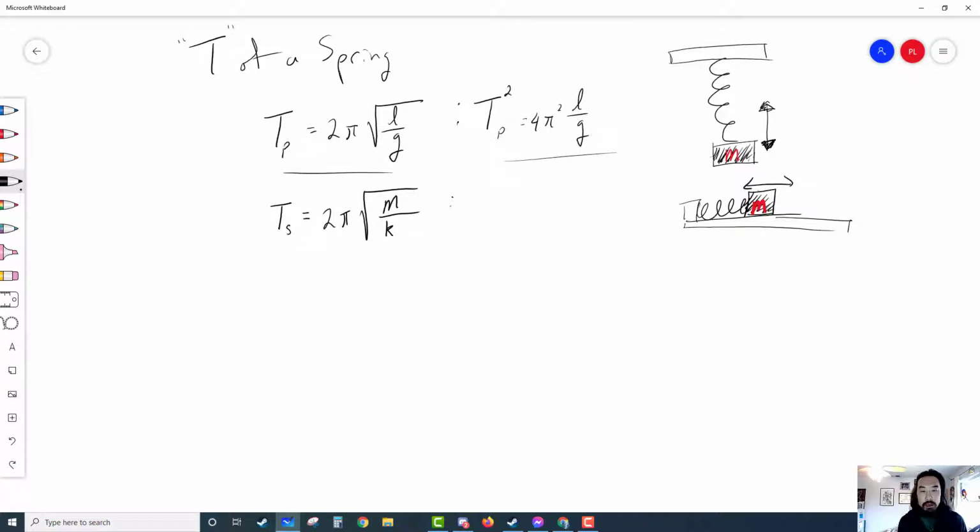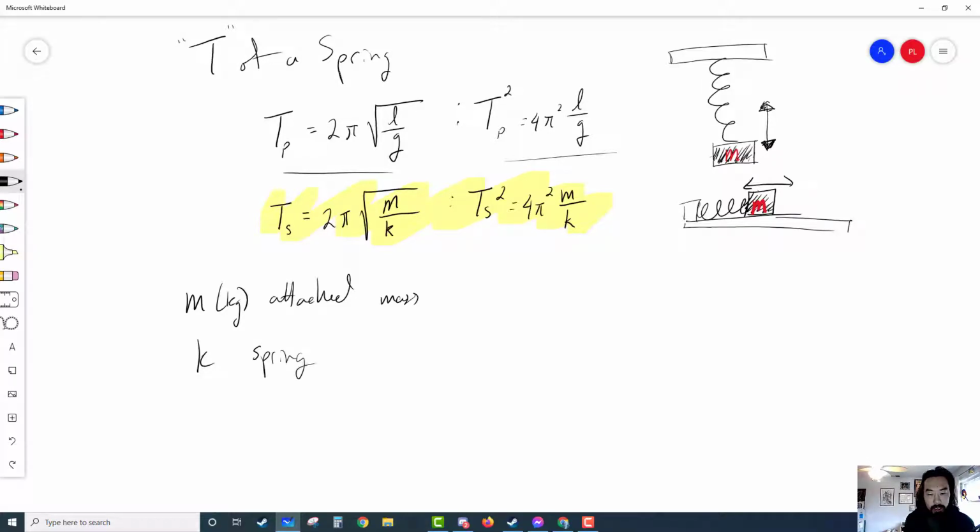But before we move on, I do want to show you the squared version. Same exact thing. This version is there mainly so that we can linearize the graphs and the data, and we can just get rid of that square root. So this is the new form of the equation, the new equation for today. Now, the mass, m, is in kilograms. This is the attached mass, and k is the spring constant. The units of the spring constant are newtons per meter.